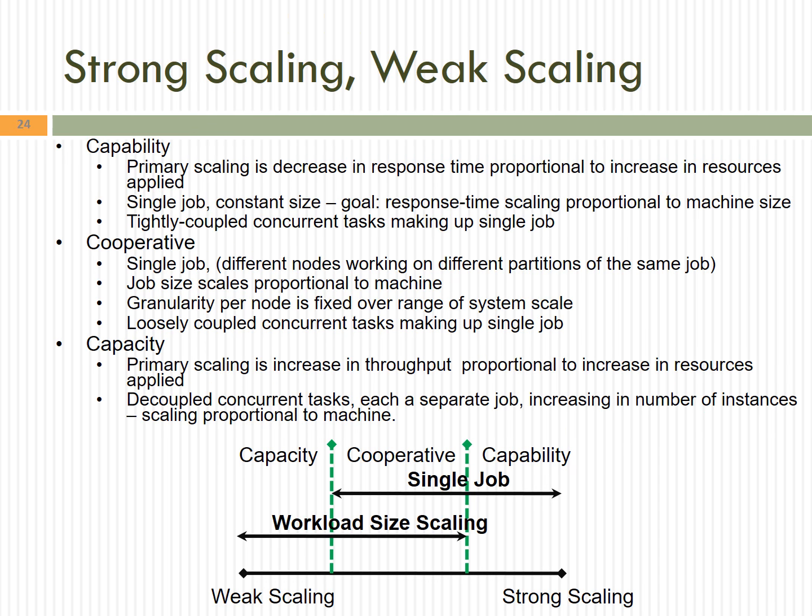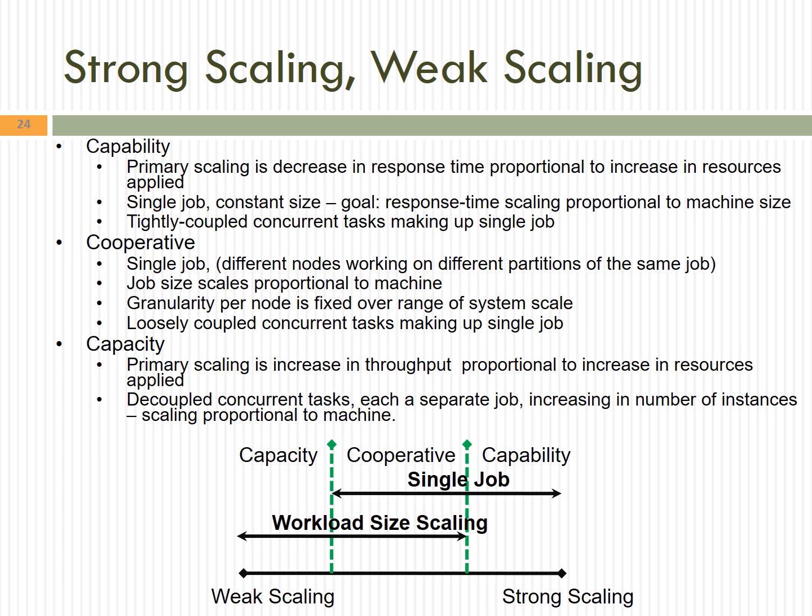The next one is the terms of strong scaling and weak scaling. The first one is capability. Primary scaling is a decrease in response time proportional to the increase in resources applied. Second, single job concentrate. The goal is response time scaling proportional to machine size. The third is tightly coupled concurrent tasks making up a single job.